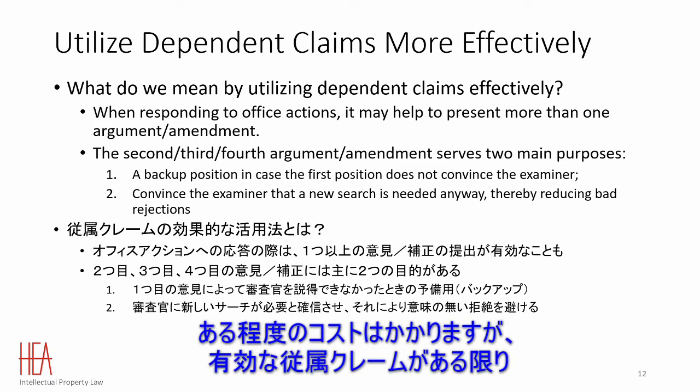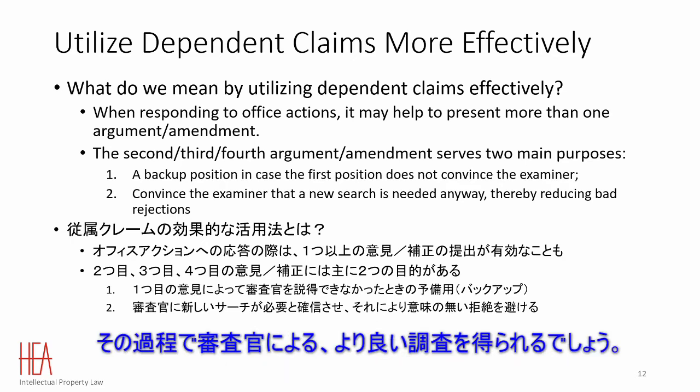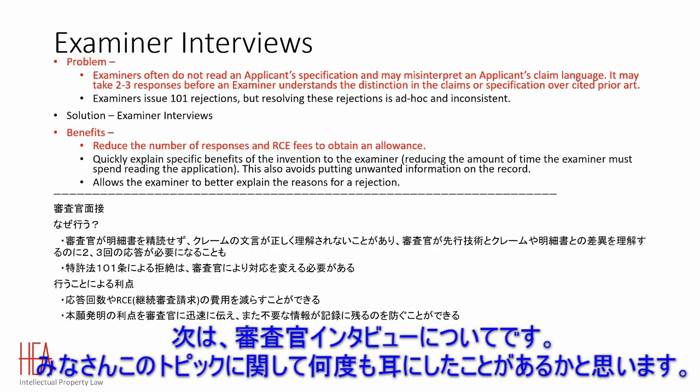So there is some trade-off, but as long as we can have a dependent claim argument that works, we can keep pushing the application forward, getting more and more allowable subject matter, and hopefully getting a better search by the examiner in the process.